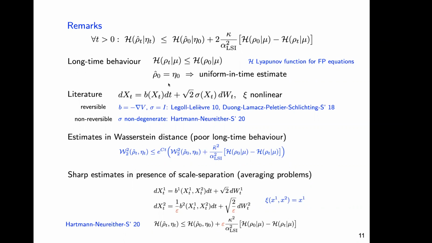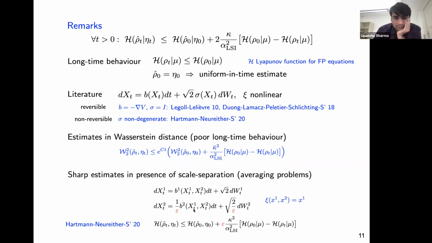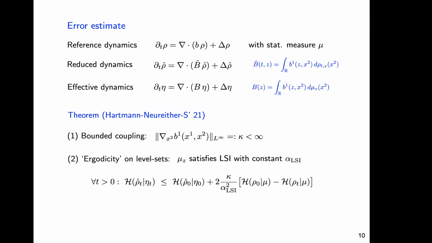Upanshu, I have a question. Yes. If I look at the completely decoupled system in which the coordinates are evolving independently in time, that is to say your function little b, b of x1 comma x2, is just b1 of x1 comma b2 of x2. In such a scenario, I'm just trying to wrap my head around the result that you had shown on the previous slide. So you are basically saying that when the mu z satisfies the log-Sobolev inequality, then you have this result. Yes. So I got stuck at the previous step.